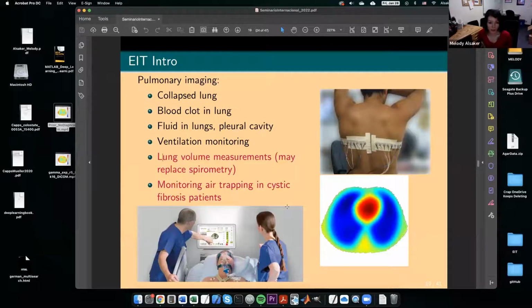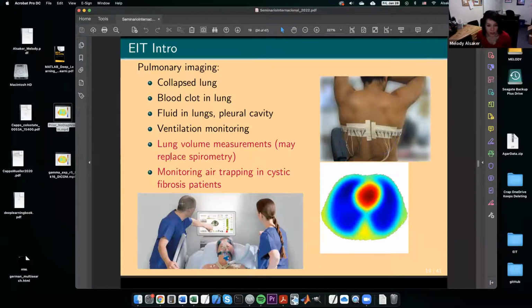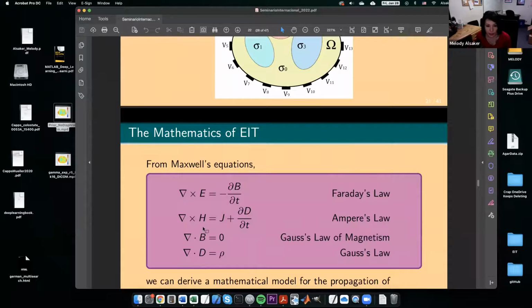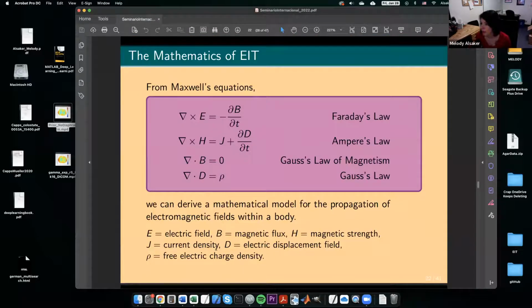Whoops, that is interesting. I don't know what's going on with my arrow keys, but I hit an arrow key and it went backwards like four slides.